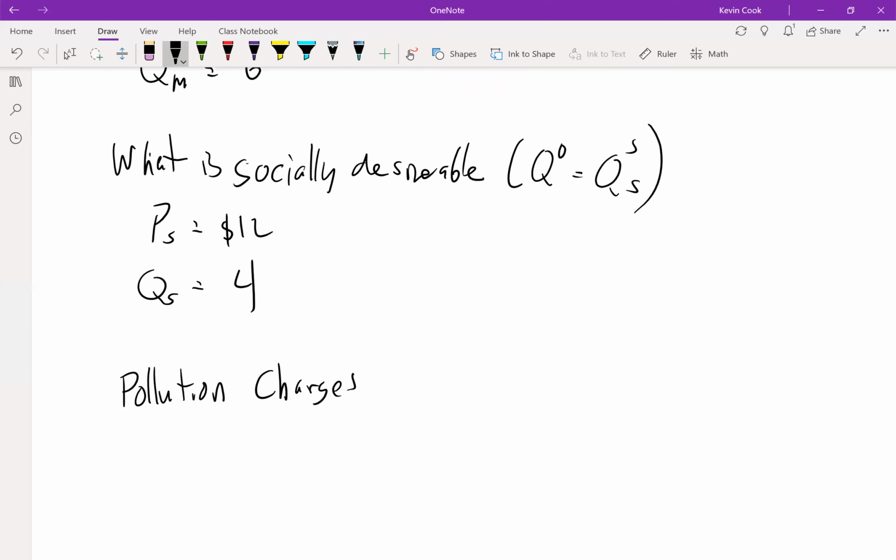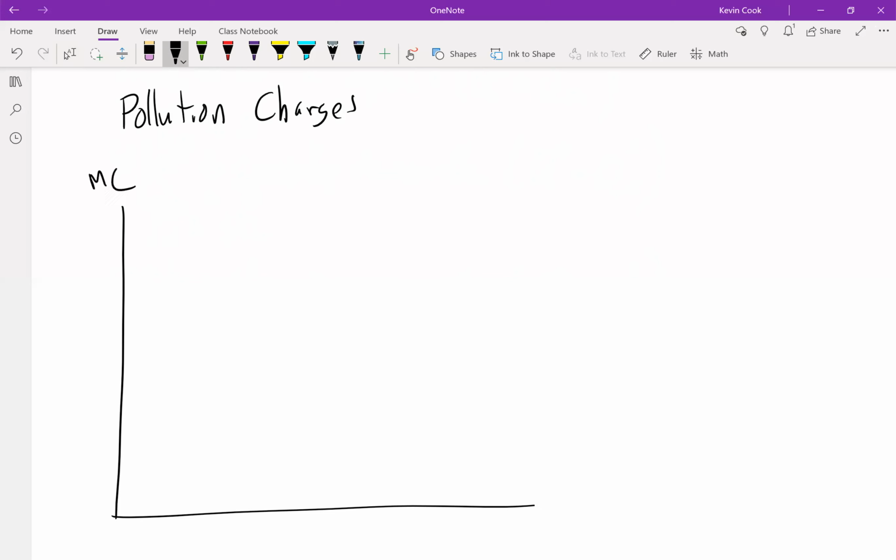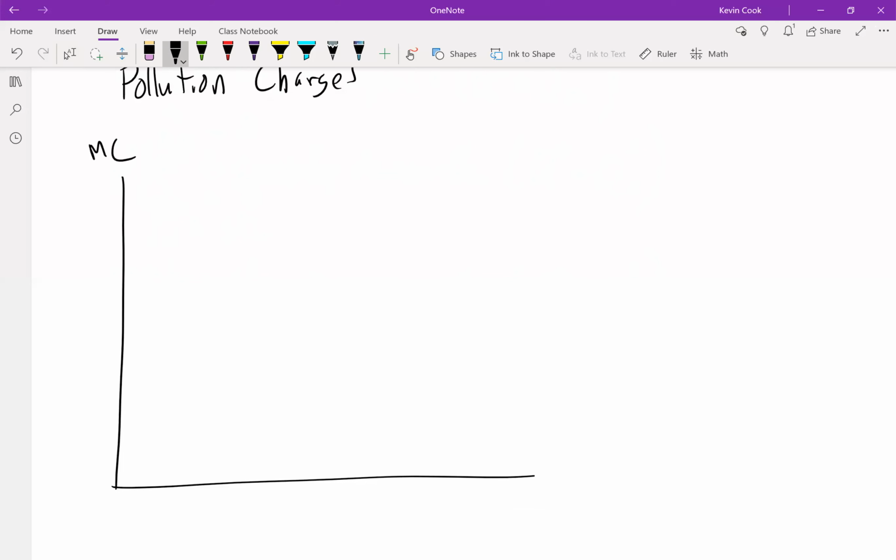So if we see something like this, we could come across something where we say we have a permit. So we'll have, say, a marginal cost. Then we will have an emission reduction.